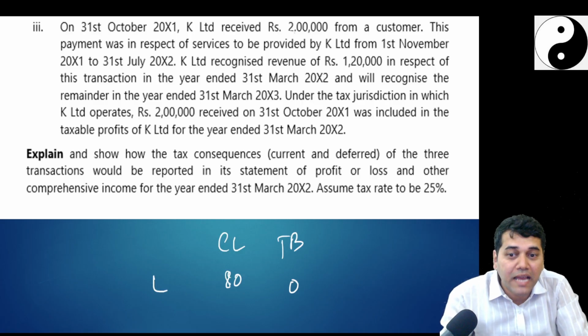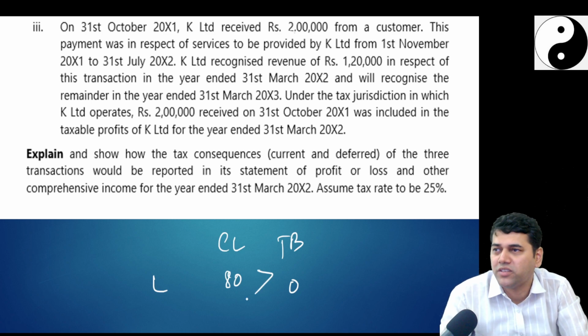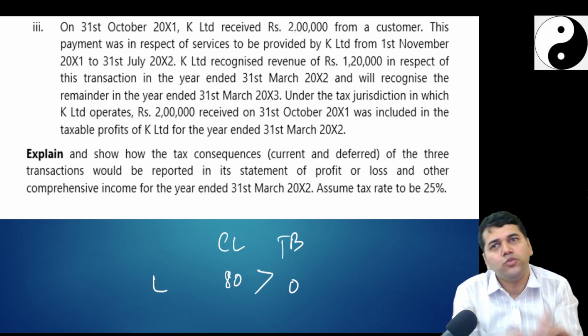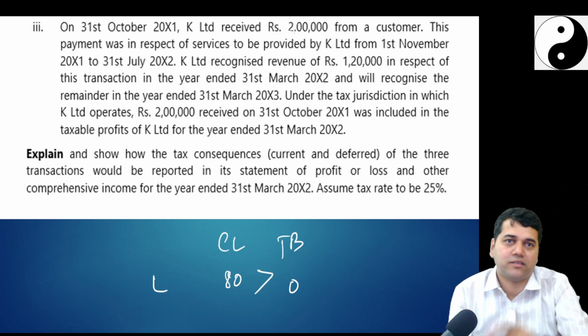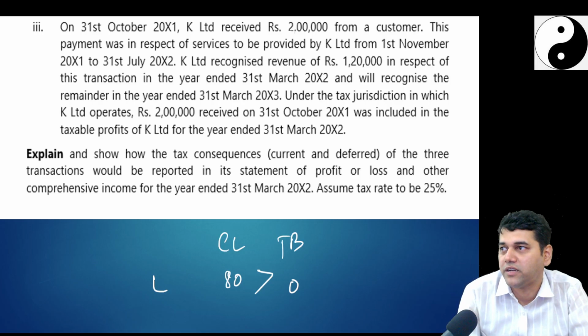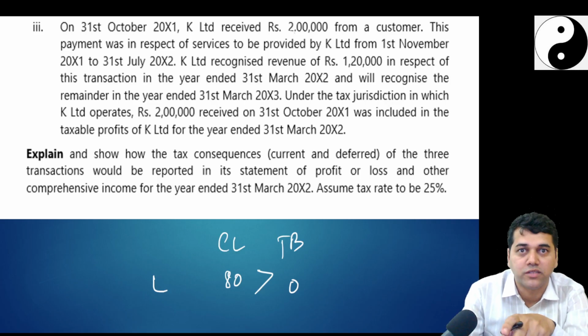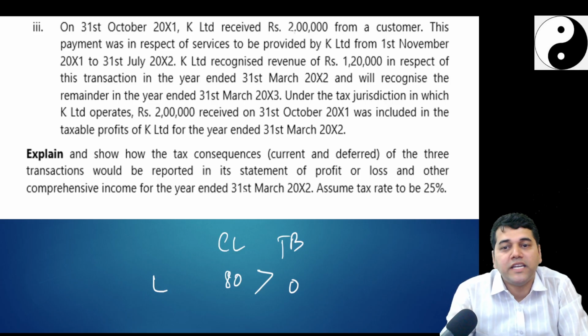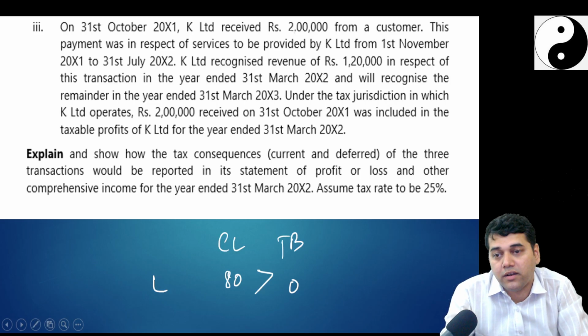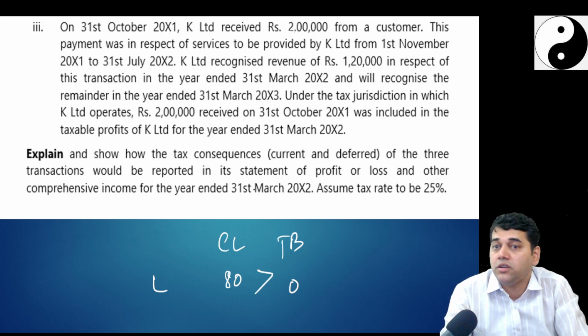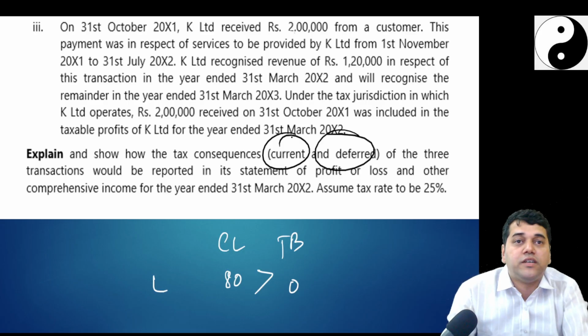DTA, because this is a liability and the carrying amount is more than the tax base. But imagine, you didn't earn the revenue, and on that you paid the tax. Definitely you are going to get a refund in the coming year, but that analysis is not required in the exam. In the exam, you go with these equations. Explain and show the tax consequences. The catch in this question is that current and deferred tax, both you have to speak about.